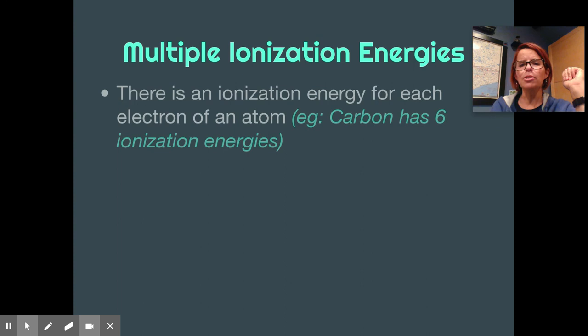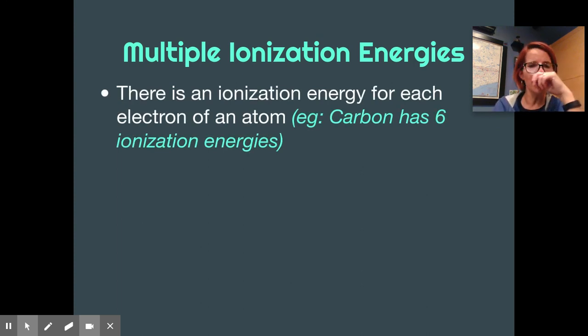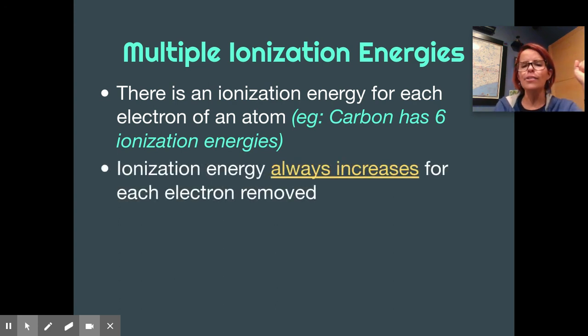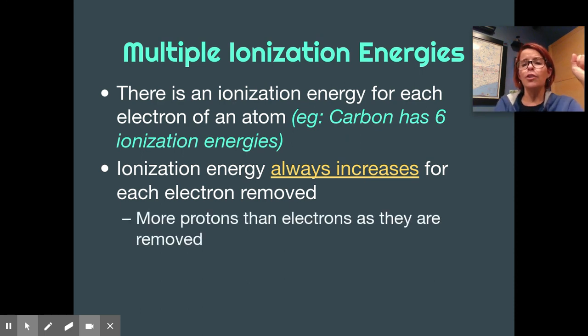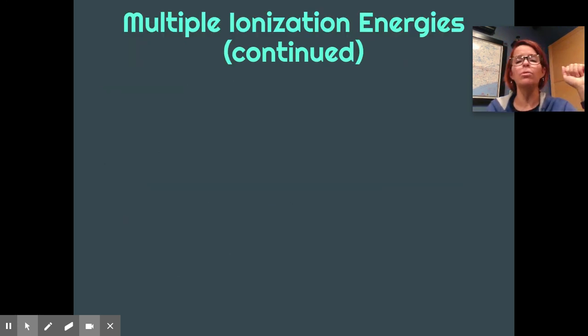All right, multiple ionization energies. There is an ionization energy for each electron of an atom. This is what I've already said. For example, each carbon has 6 ionization energies, 1 for each of the carbon electrons. Ionization energy always increases for each electron removed, and that's because the protons are staying, there's the same number of protons. So if I have 6 electrons for carbon and I have 6 protons, if I take away an electron, I still have 6 protons. So the protons are stronger than the electrons right now. So more protons than electrons as they are removed. So that means a stronger pull by the nucleus.